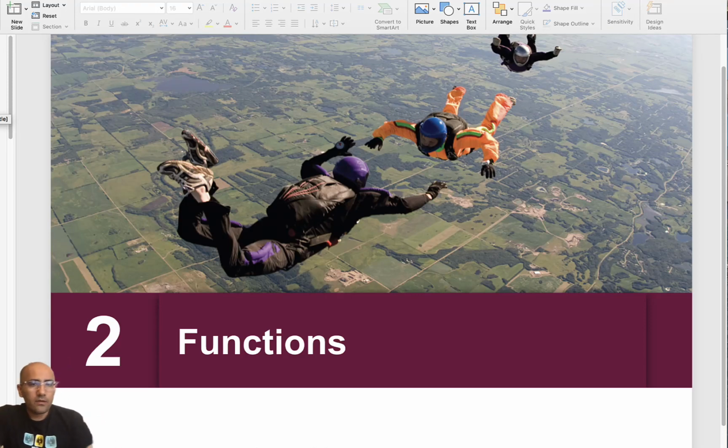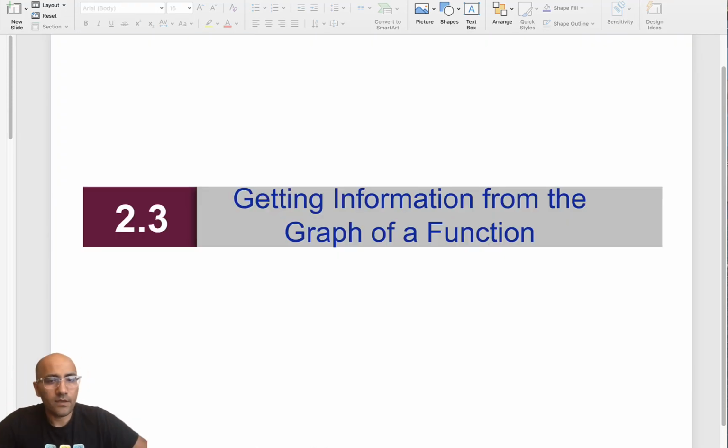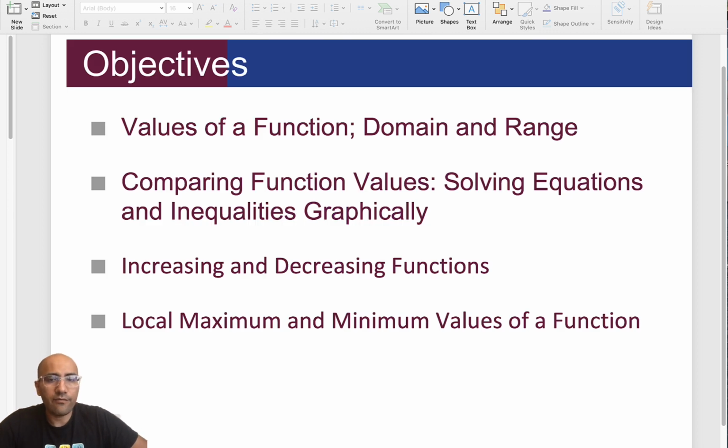Okay, moving on to section 2.3, getting information from graphs. So we're going to look at values of functions, looking at the domain and range. We've done that a little bit, so we're just expanding on that. We're going to compare function values, solving equations and inequalities graphically. We've done a little bit of that as well. Increasing and decreasing functions, local max, local min, also fairly easy stuff. So it should be an easy section.